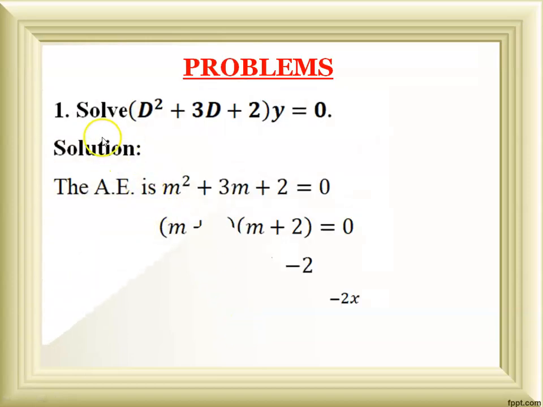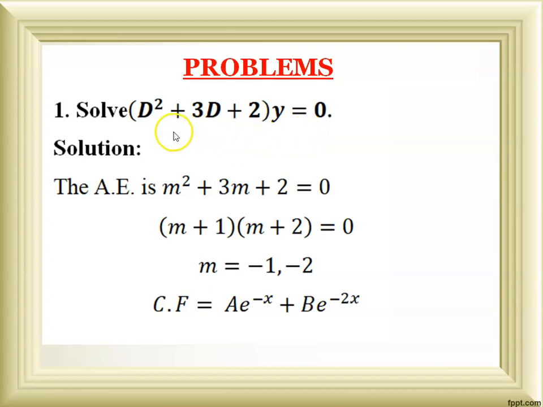The first problem: solve (D² + 3D + 2) y = 0. At the very first step, we need to write the auxiliary equation. For writing the auxiliary equation, we replace D with m in f(D) in the given problem. After replacing it, I get the auxiliary equation m² + 3m + 2 = 0. We can factorize easily without using the formula.